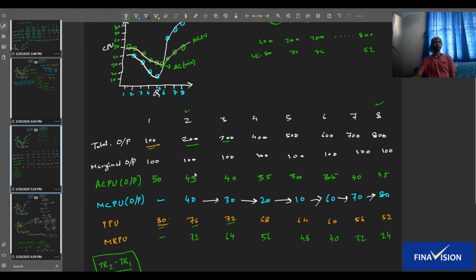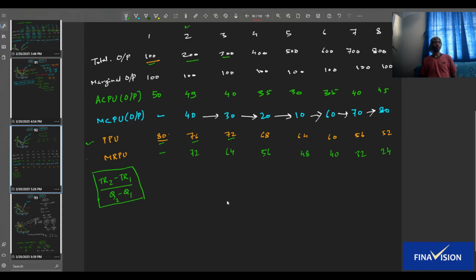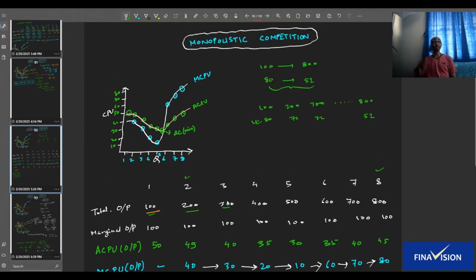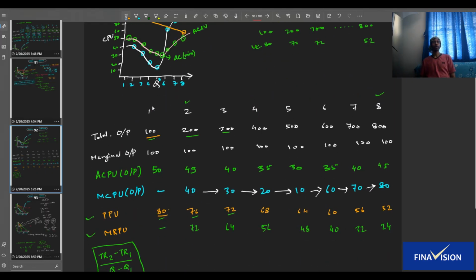Now, by calculating these options, we have also done one more thing, which is we have calculated the points through which these plots will pass. So PPU and MRPU, marginal revenue per unit, these are both straight lines. So we'll draw these straight lines in the main curve, friends. The price curve starts from 80 at option 1 and ends at 52 at option 8. And talking about the marginal revenue curve, it starts at 72 for option 2 and goes down till 24 at option 8.